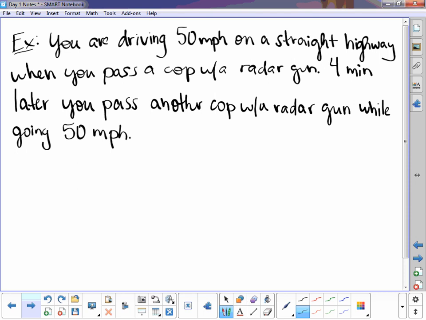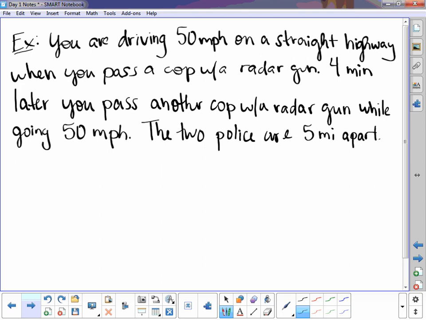Two innocent situations, two innocent scenarios. Cop 1 sees you, you're only going 50 miles per hour. 4 minutes later, you get to cop 2. You're only going 50 miles per hour. And the 2 police are 5 miles apart.